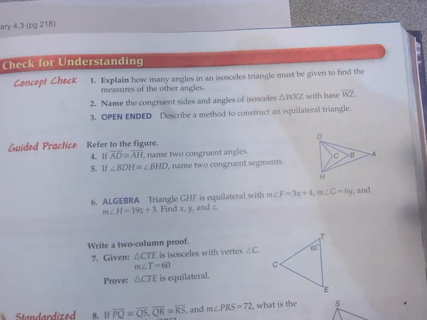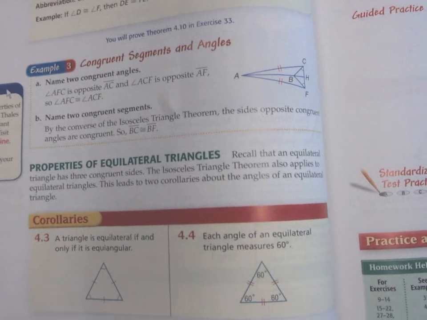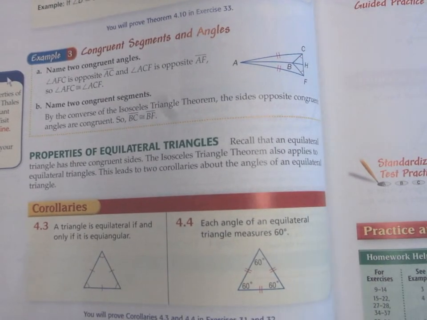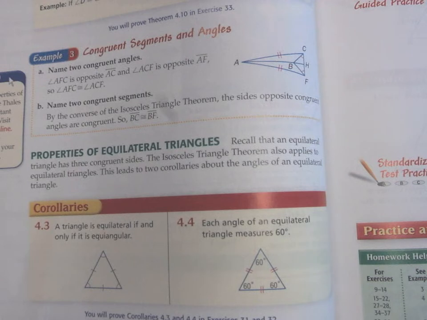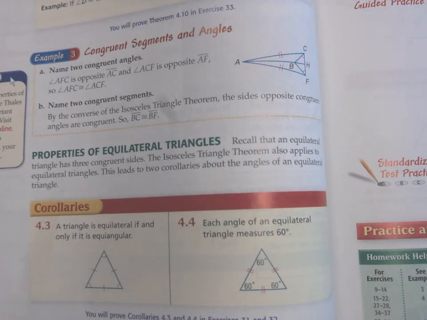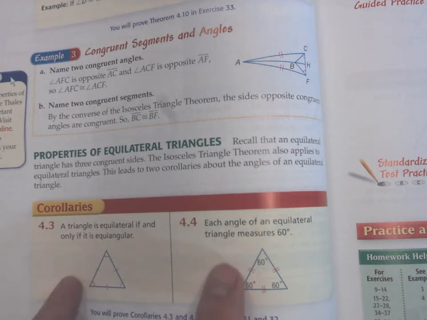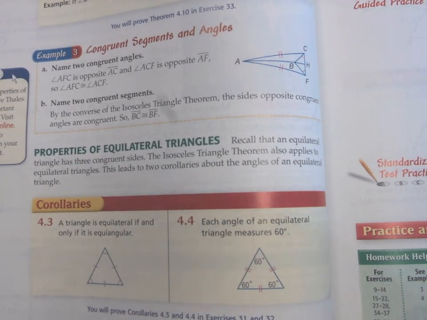So if you go back over to page 218, you will see these two what we call corollaries. Okay? And a corollary is essentially a theorem. It's like a mini theorem. And it's kind of like a bonus theorem. It comes as a result of something else. Okay? So you've got corollary 4.3 and 4.4. You're going to write both of these down in your assignment.